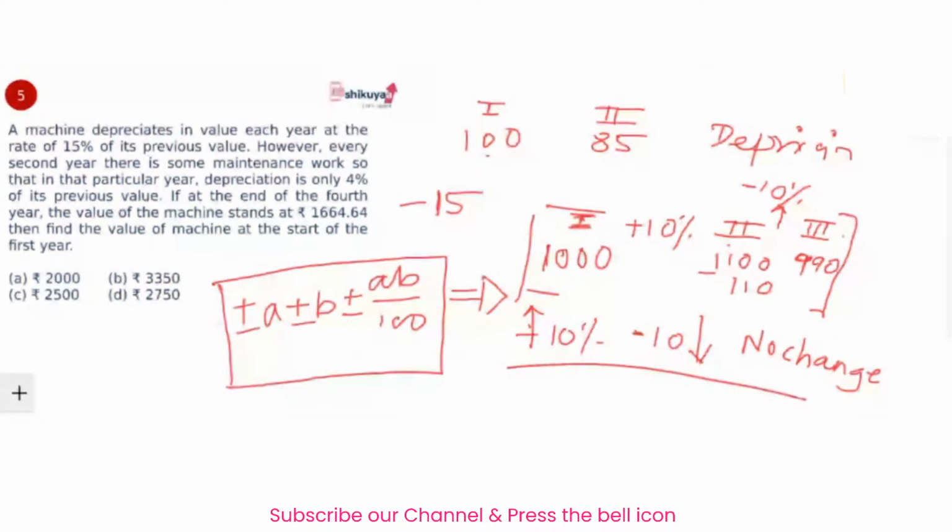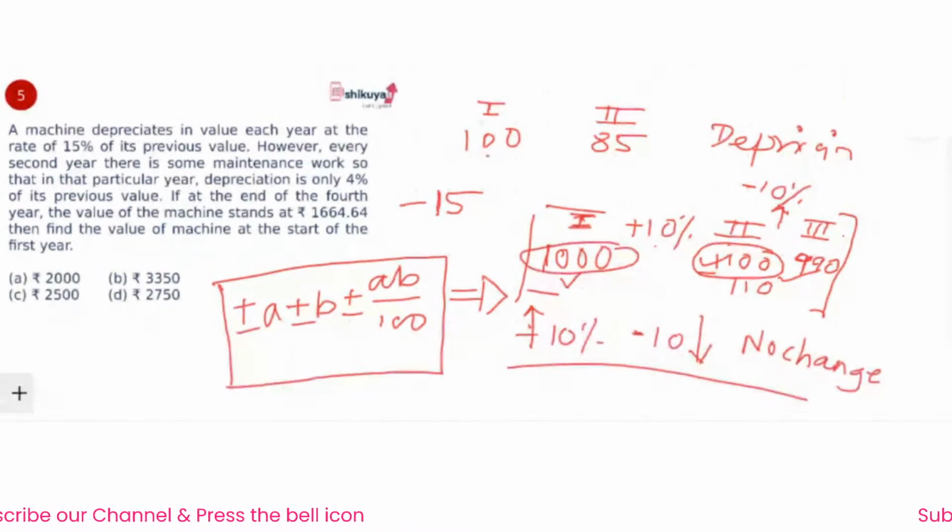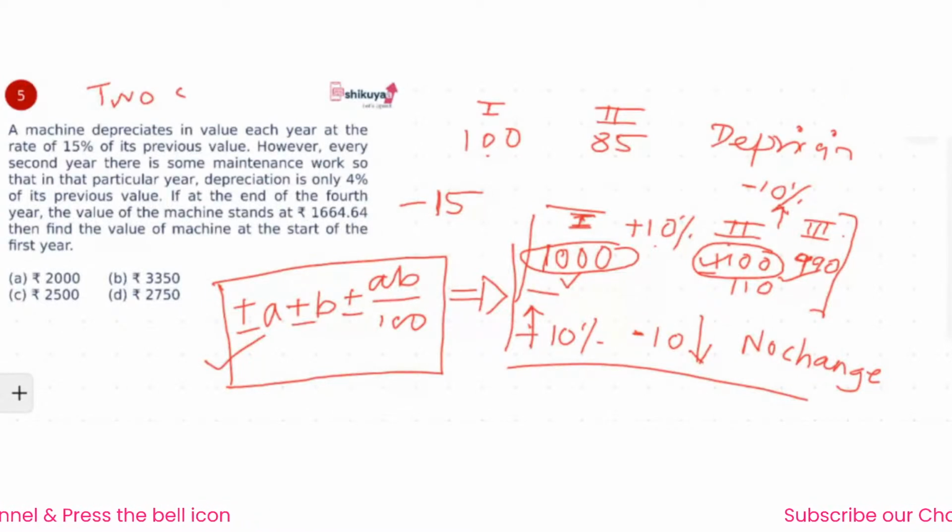But try to observe this. When it was 1000, I increased by 10%, it has become 1100. When I reduced it again by 10%, it has become 900, because the base values that we are using for the calculation are different. So based on this concept, this is a very useful formula for two-step change problems.